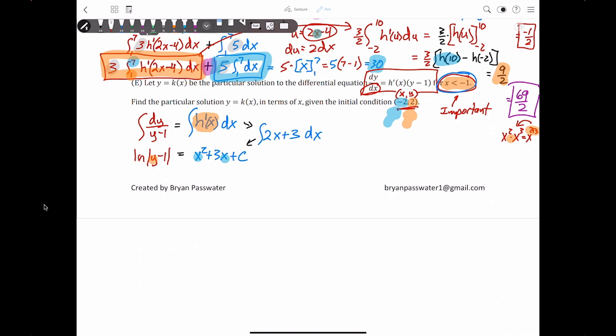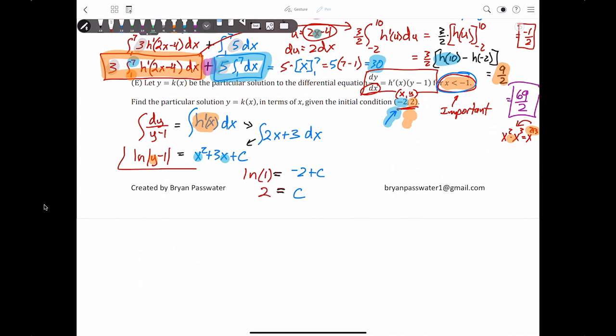So the left side becomes the natural log of 1, which is just 0. And the right side, let me show that, we'll plug in negative 2 where x is. So we have 4 minus 6, which is negative 2, plus c. Therefore, when I move it over, c is going to become a positive 2.